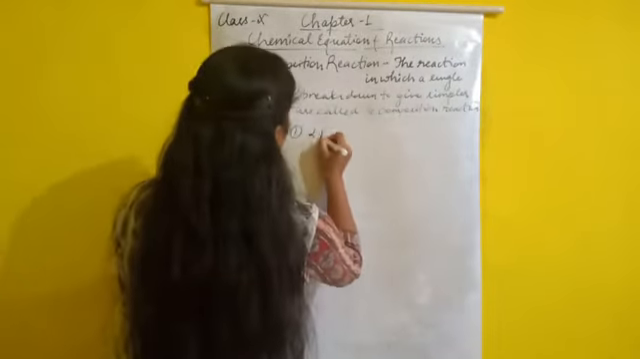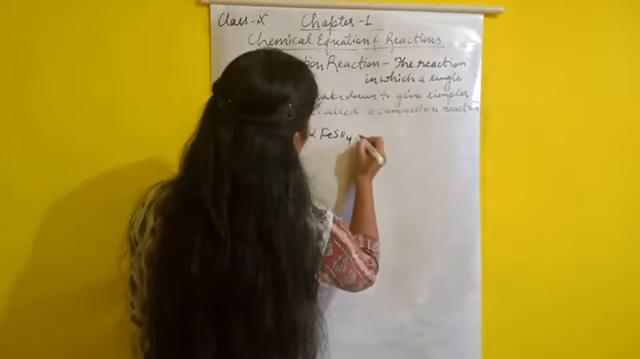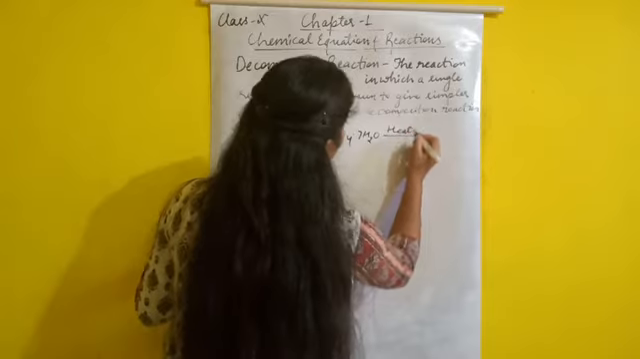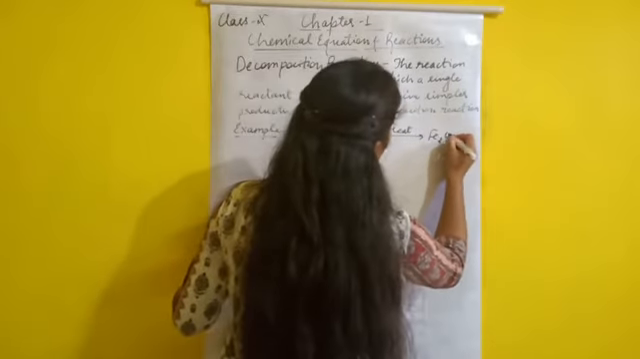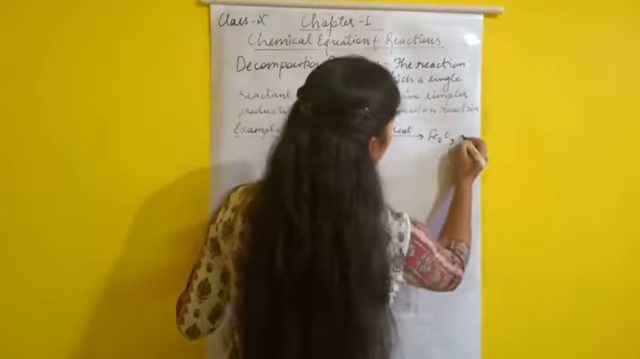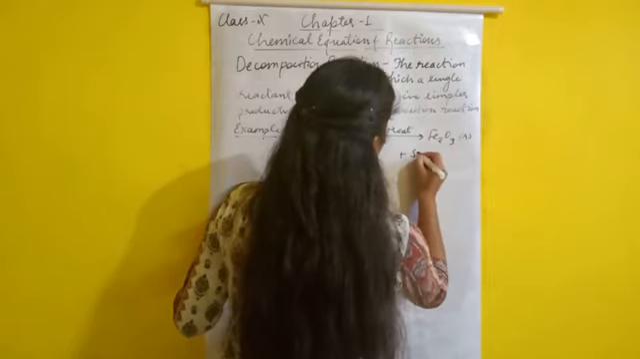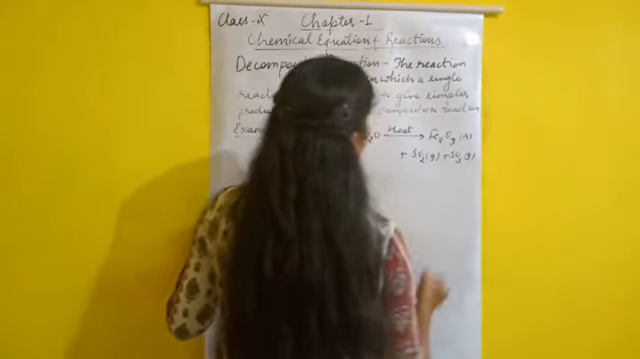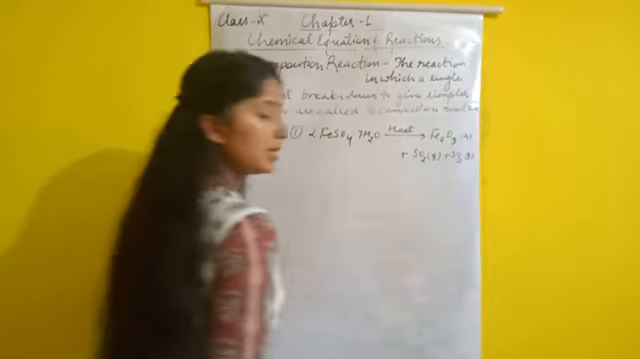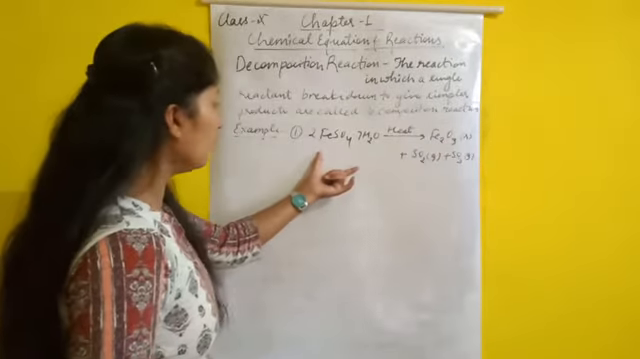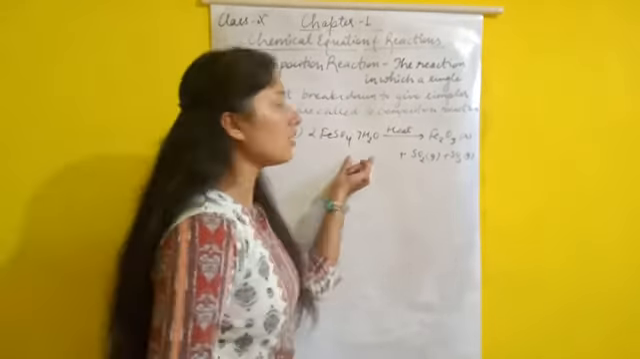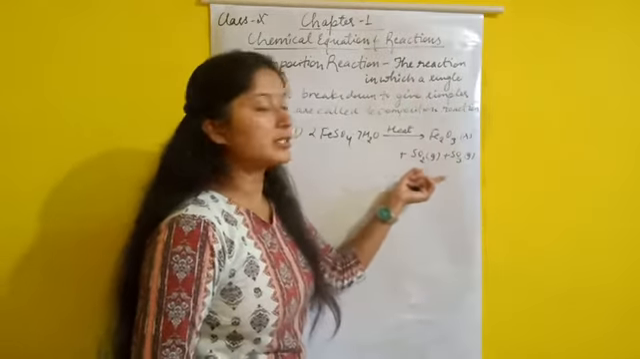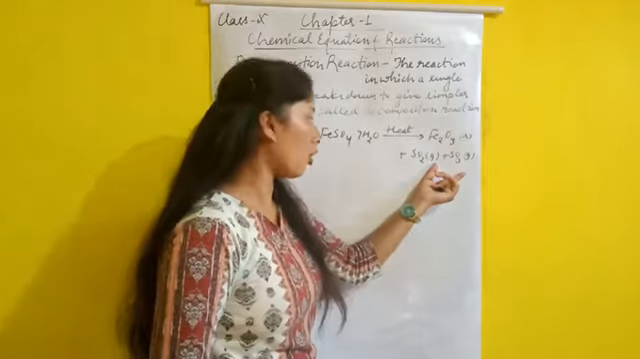So ferrous sulfate, FeSO4.7H2O, when heated, decomposes into ferric oxide, Fe2O3, which is solid, and SO2, which is a gas, and SO3, that is, sulfur trioxide, which is also a gas. So this is the decomposition of ferrous sulfate crystals into ferric oxide, sulfur dioxide and sulfur trioxide.